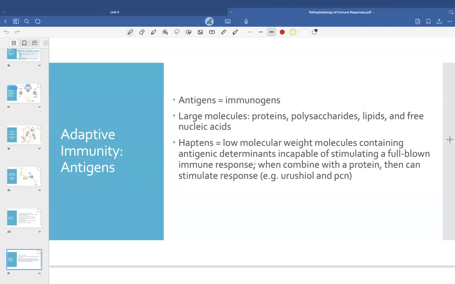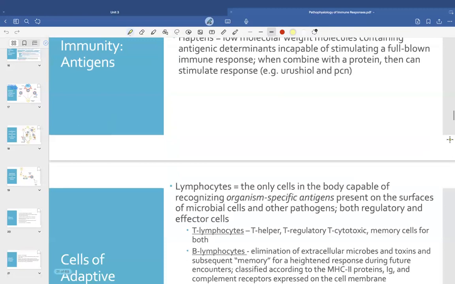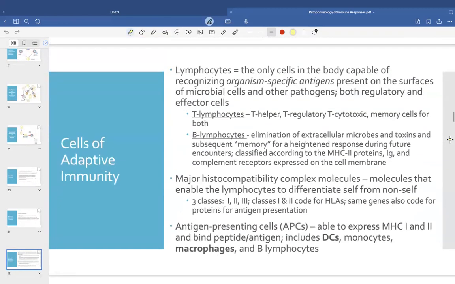Now, what do you remember about poison ivy, poison oak? The hypersensitivity reaction, which one? Delayed. Type 4, and it's delayed. And what cells are involved? T cells. Very good.